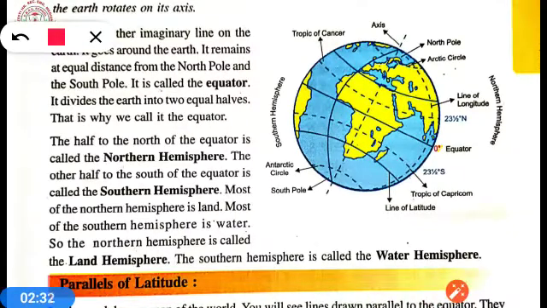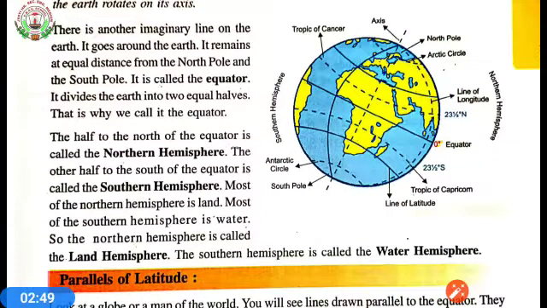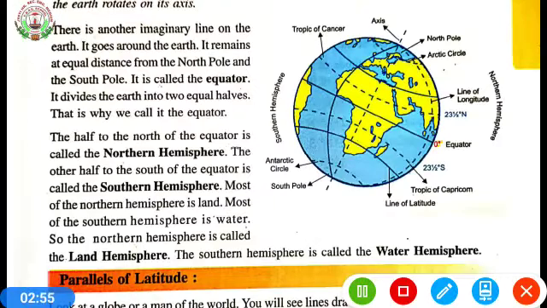You can see from 0 degree equator to North Pole is your northern hemisphere. We call it a land hemisphere also. And from 0 degree equator to South Pole is your water hemisphere or southern hemisphere. Students, let us watch a clip to understand more about the axis of the earth, equator and the hemisphere.